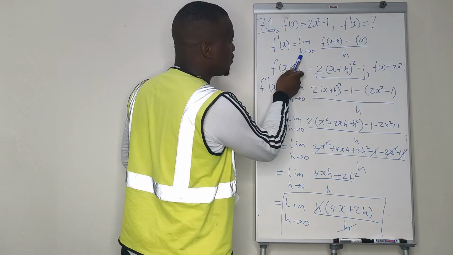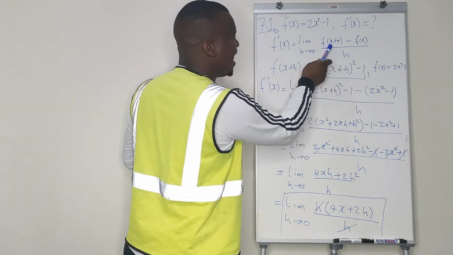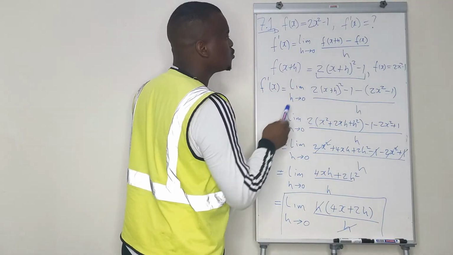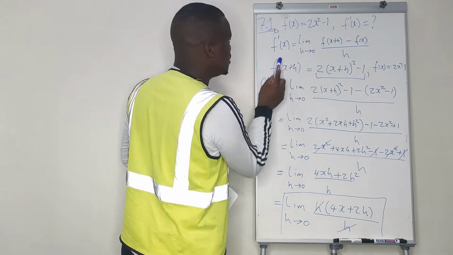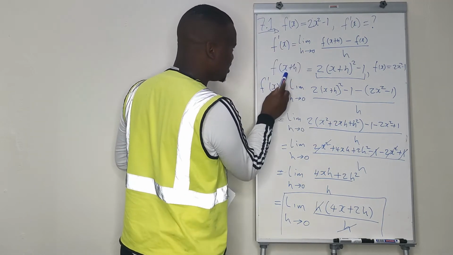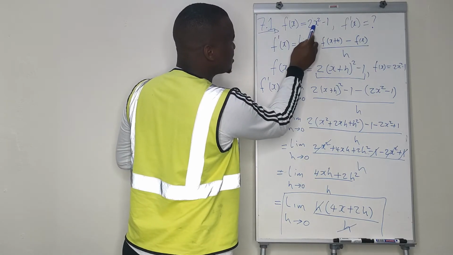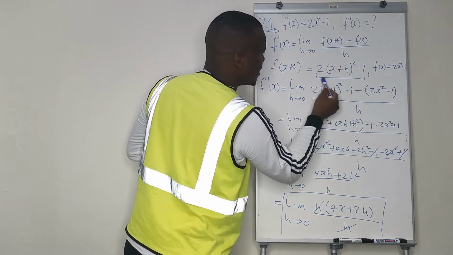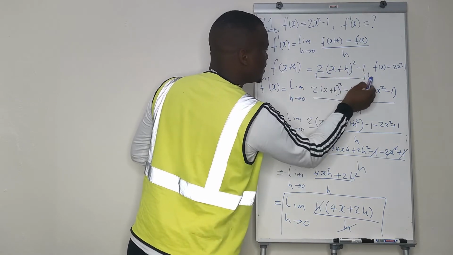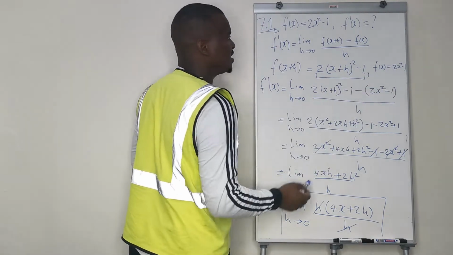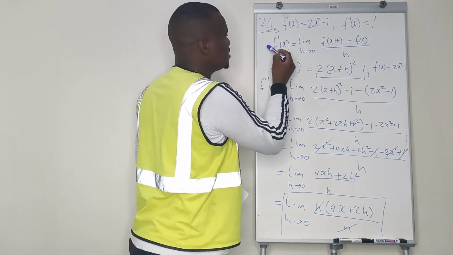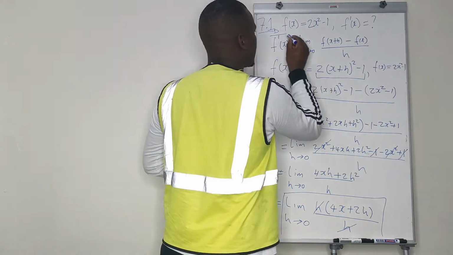The limit as h approaches 0 of f at x plus h minus f of x all over h. So f at x plus h, which means you substitute x plus h there, which is this, and you put your x plus h there, which is you get this part here. F of x is that. Then you substitute this from your definition, which is this here.